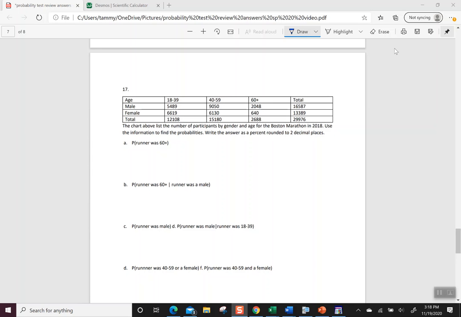So this is our final part of the review, starting at number 17. The chart above lists the number of participants by gender and age for the Boston Marathon in 2018. Use the information to find the probabilities. Write the answers as percents rounded to 2 decimal places. All right, so let's start.